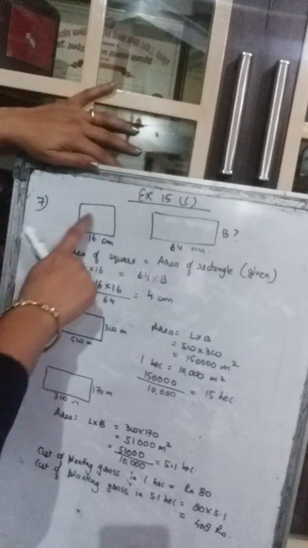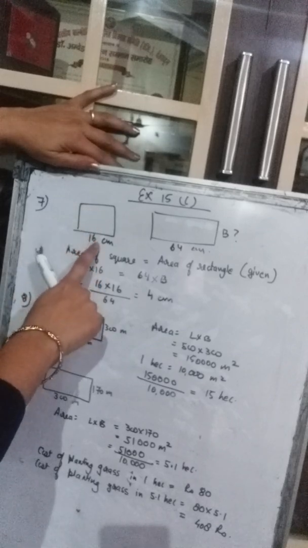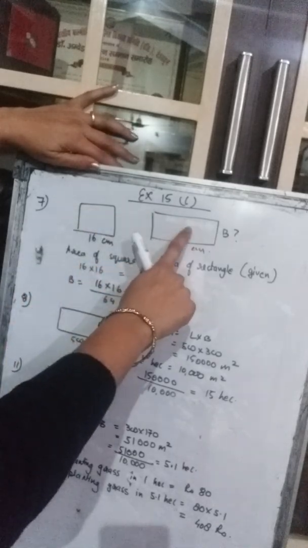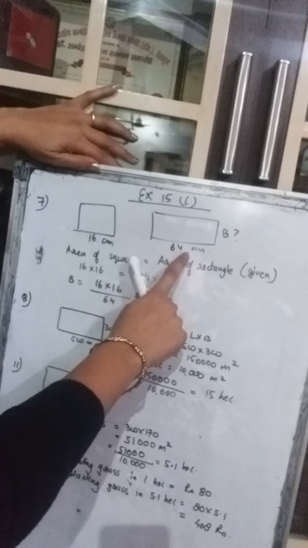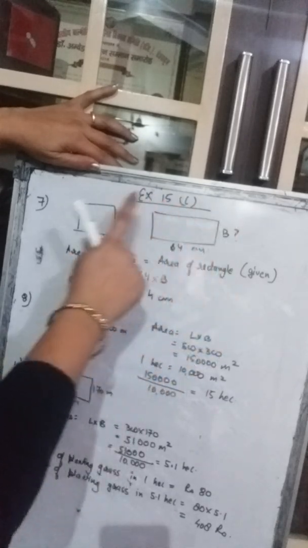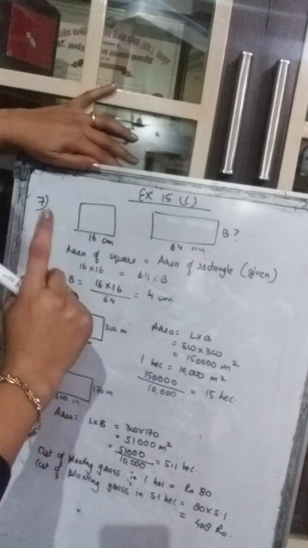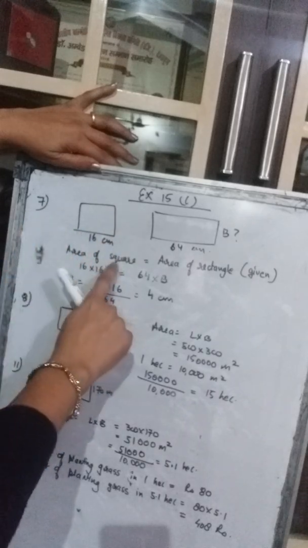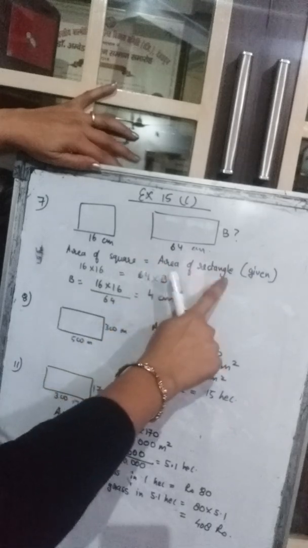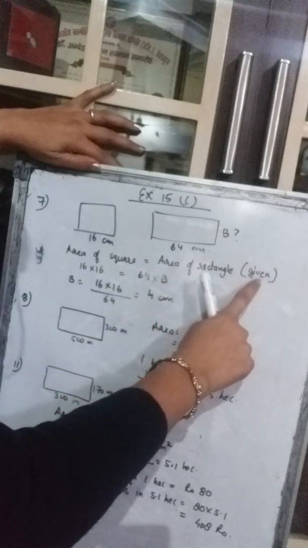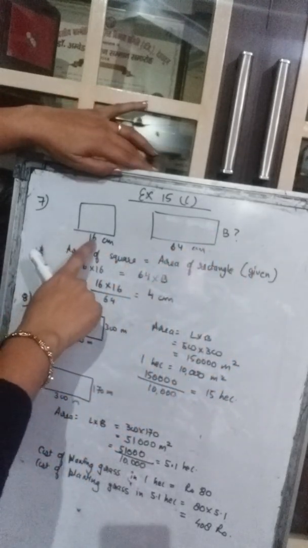So that means there is a square whose one side is 16 centimeter and there is a rectangle whose length is 64 centimeter. We do not know the breadth. The areas of these two are equal. This is given in the question. So the area of the square is equal to the area of the rectangle. This is given, right?